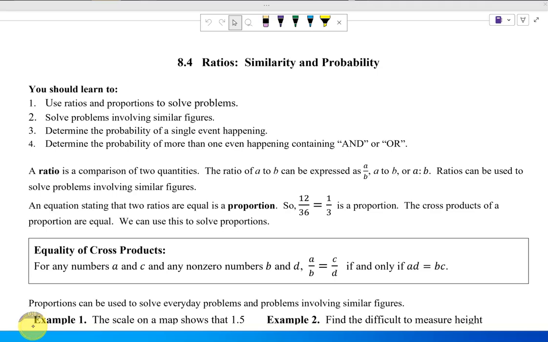8.4 Ratios, Similarity, and Probability. Use ratios and proportions to solve problems. Solve problems involving similar figures. Determine the probability of a single event happening. And determine the probability of one or more than one event happening containing an "and" or "or".